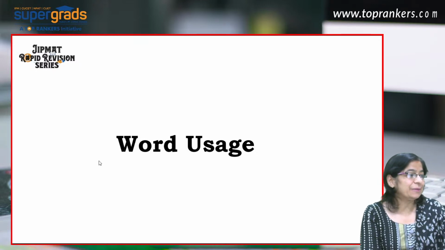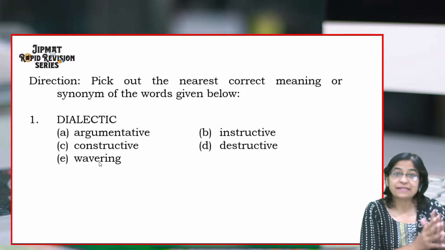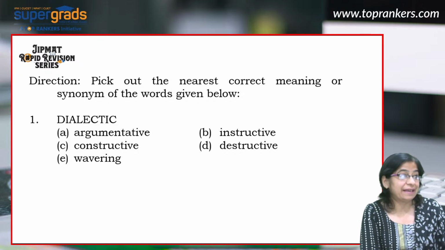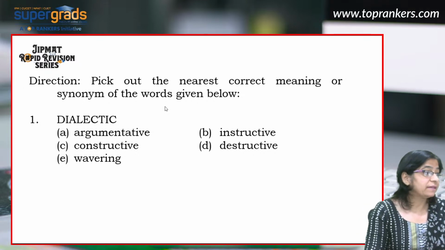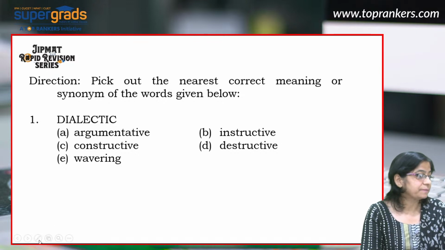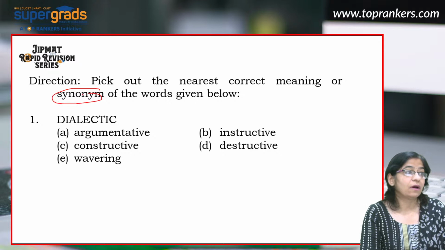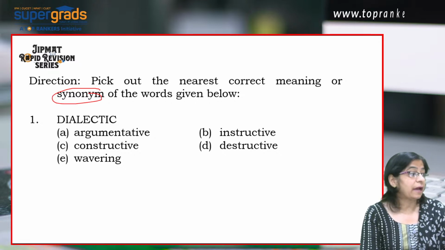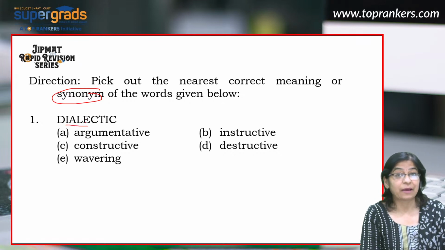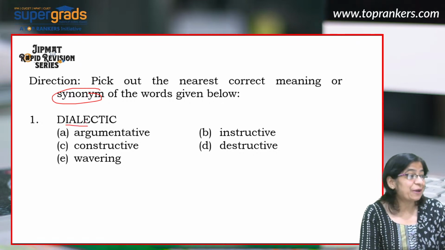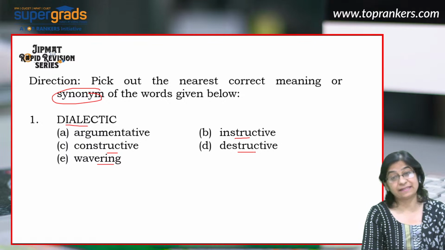All right. So, the first question that I have for you on your screen is you have to pick the nearest synonym, correct in meaning, for the words given below. Now, let's say the first word that I have for you is dialectic. The options are argumentative, constructive, wavering, instructive, and destructive.